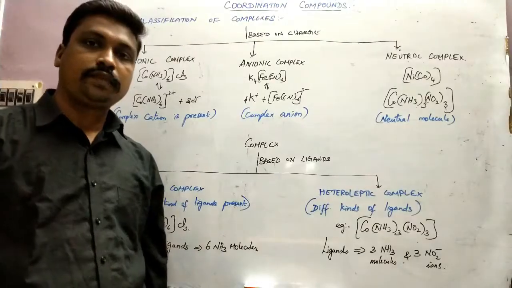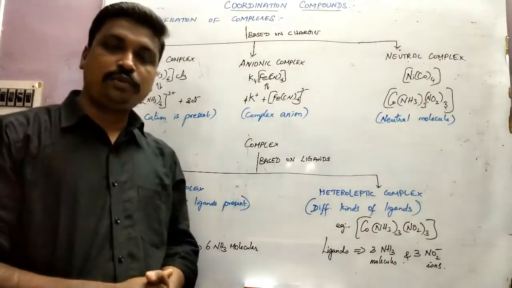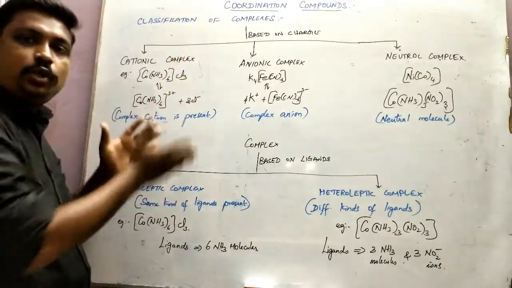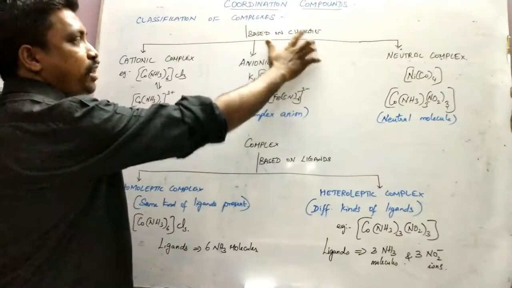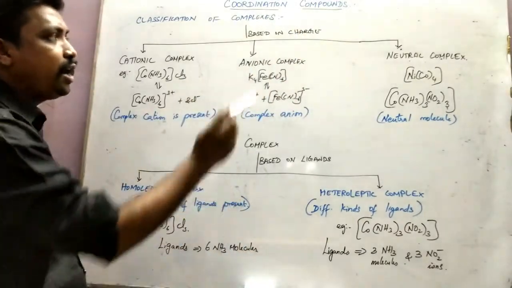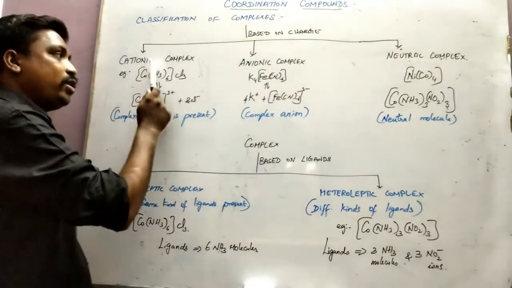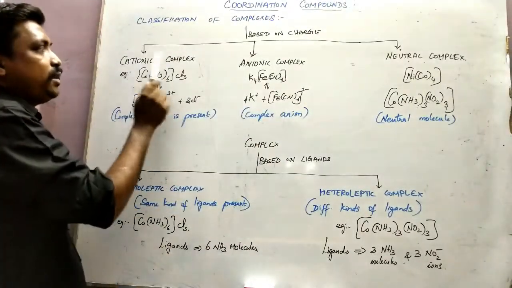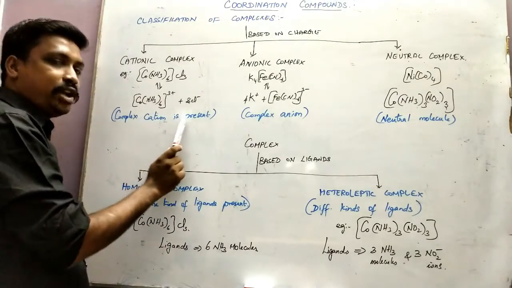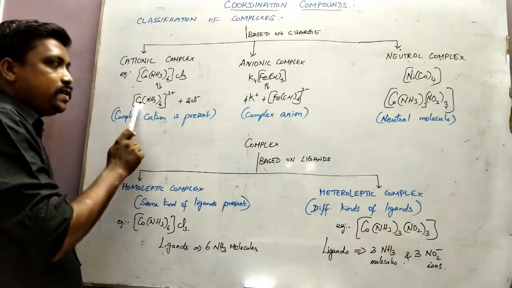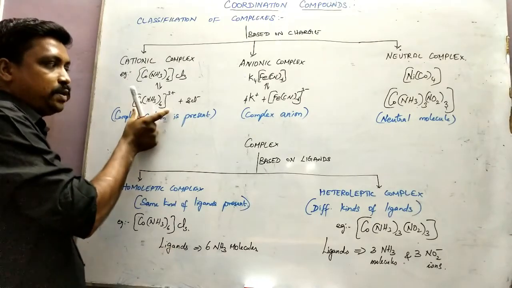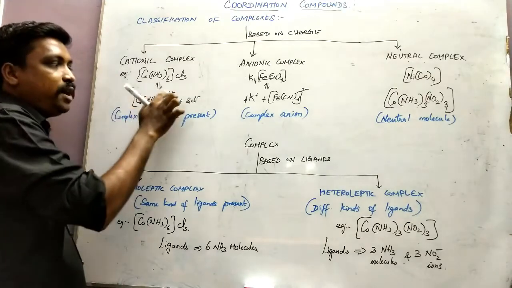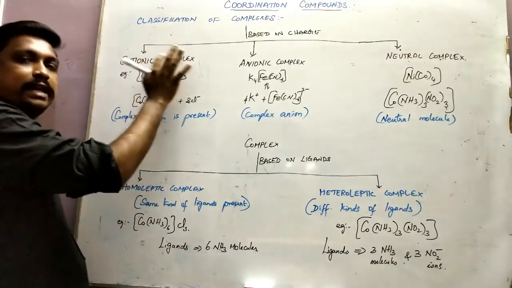Right. Now we are going to discuss the types of complexes. We can classify complexes in two ways. The first classification is based on charge. Based on charge, we can classify the complex as cationic complex, anionic complex, and neutral complex. In a cationic complex, the cation is the complex one, a complex ion rather than a simple ion. So if a complex cation is present, it is called a cationic complex.